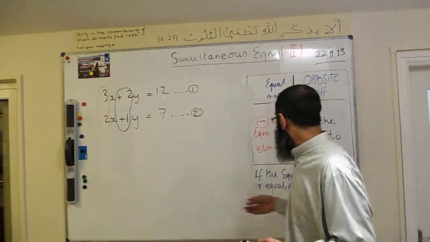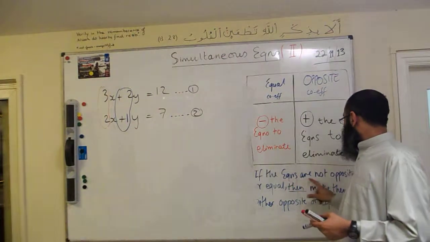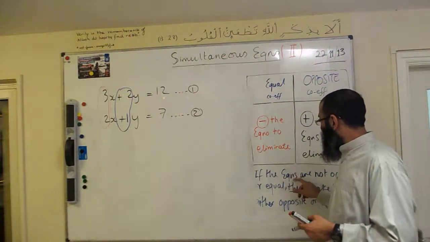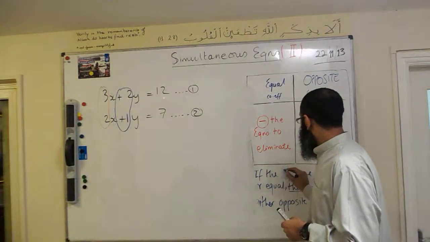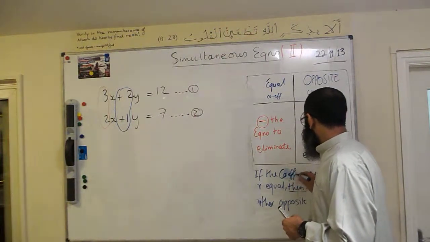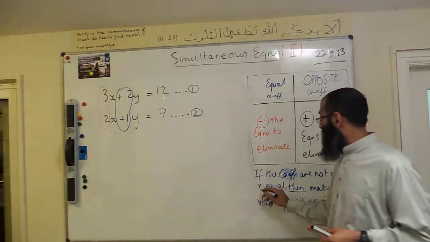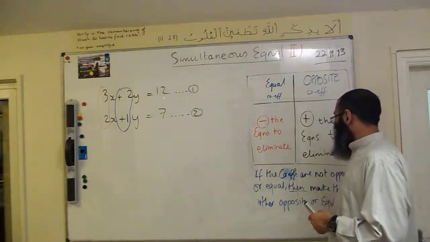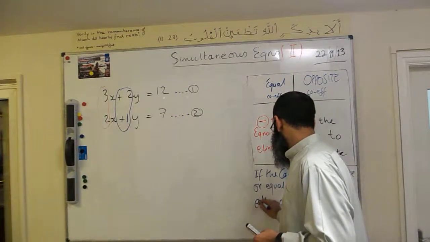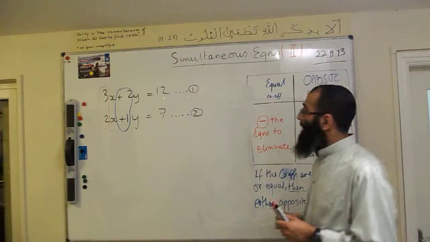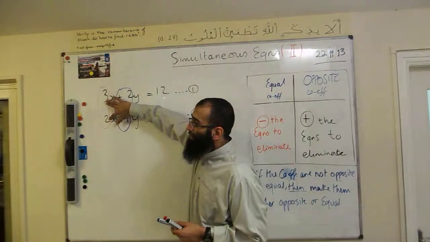So we have a special rule. If the equations are not opposite, or in this case should be the coefficients. Okay, let's change that to coefficients. If the coefficients are not opposite or equal, then make them opposite or equal. Okay? Either opposite or equal.